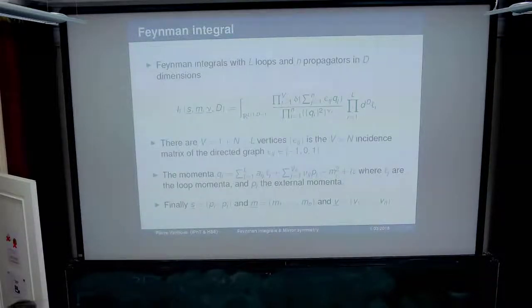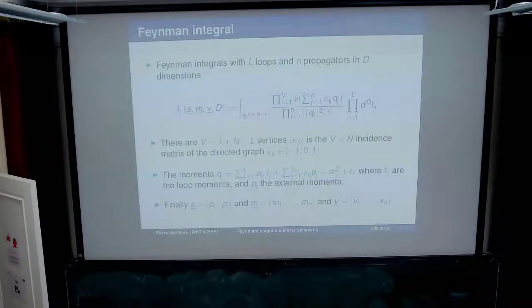In a standard Feynman representation, the propagators are quadratic forms, and the Q_i are linear in the external momenta. The Feynman integral is a function of what I call the kinematic data: the products of the external momenta, p_i p_j, and the internal masses that come in the denominators. Here there is also a set of indices, mu_1 to mu_n, and you will see why I need these mu's.